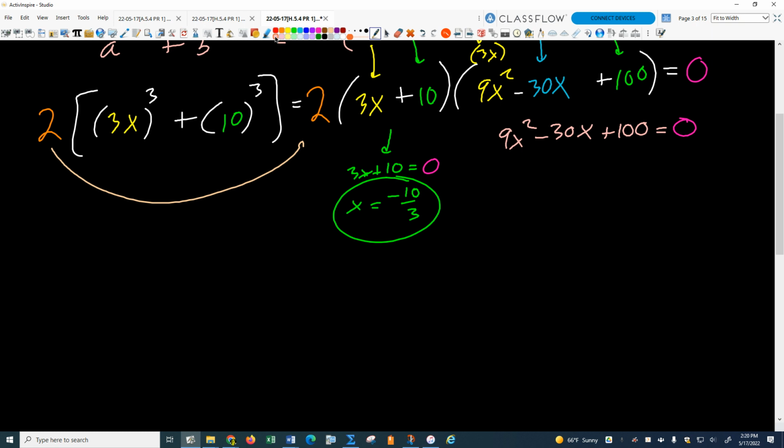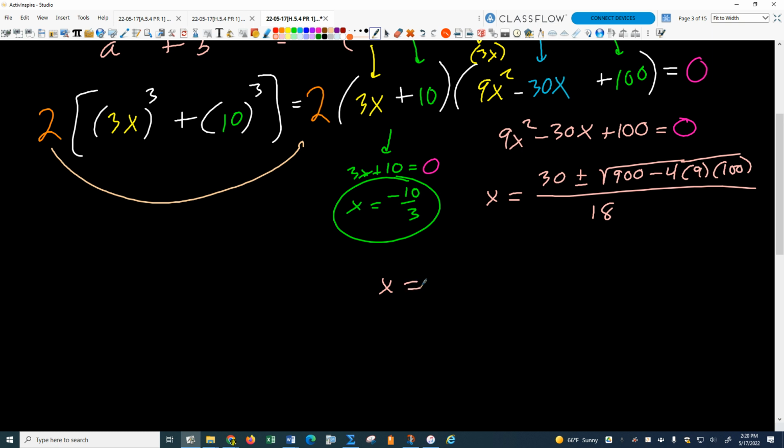So we're going to get x equals negative b, so that's positive 30, plus or minus the square root of b squared, so that's 900 minus 4 times a times b, all divided by 2 times 9 is 18, right? Okay, so we got to simplify that.